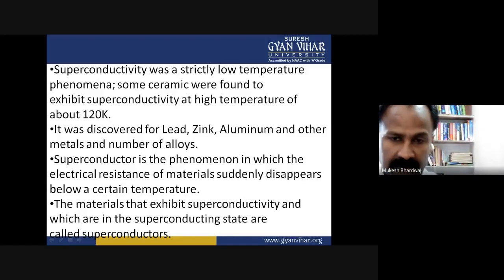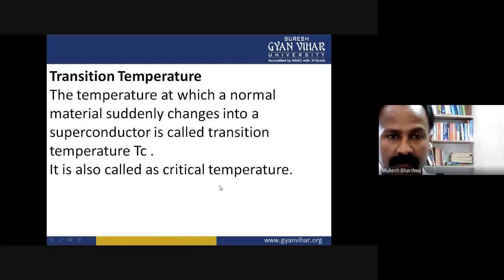Next, transition temperature. The temperature at which a normal material suddenly changes into a superconductor is called the transition temperature, which I had already told you is also called the critical temperature.